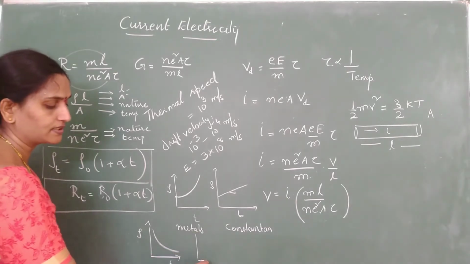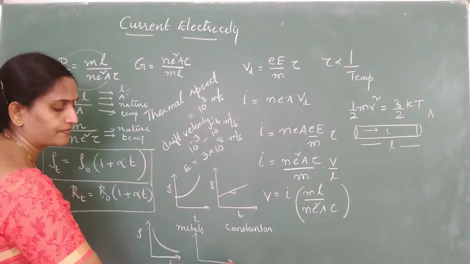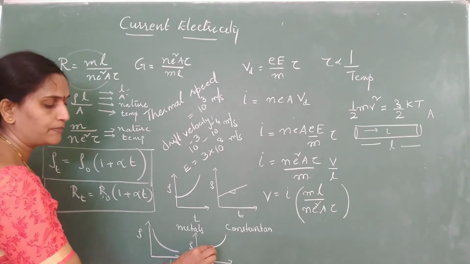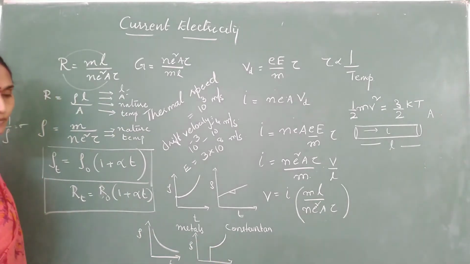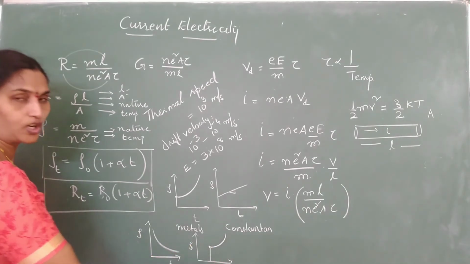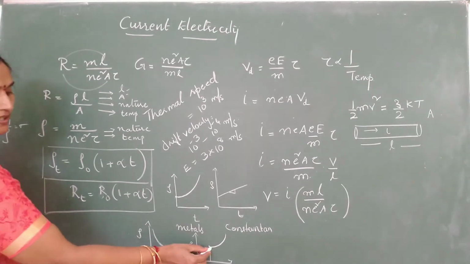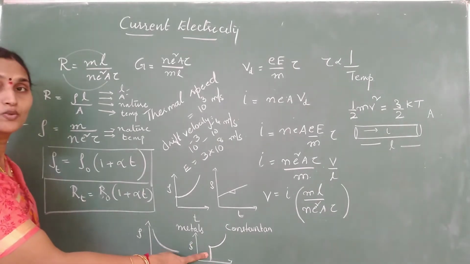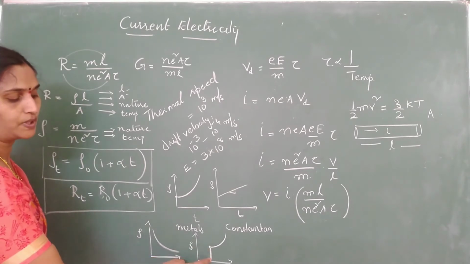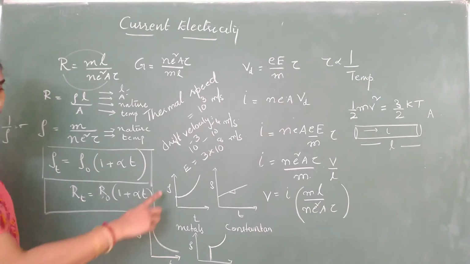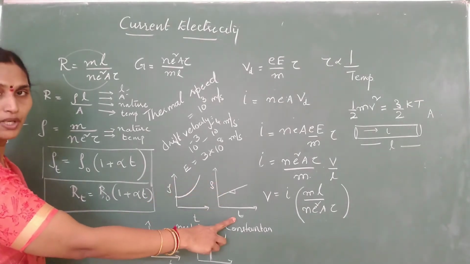For superconductors, what is the nature of the graph? At one temperature, resistivity becomes 0. It is increasing with temperature, but at a particular temperature called the critical temperature, resistance or resistivity becomes 0. That means it behaves as a superconductor at this particular temperature. So these are some of the graphs related to resistivity versus temperature.